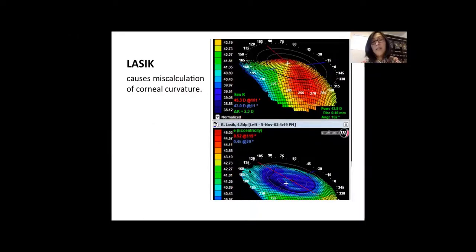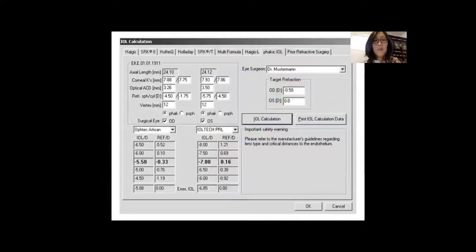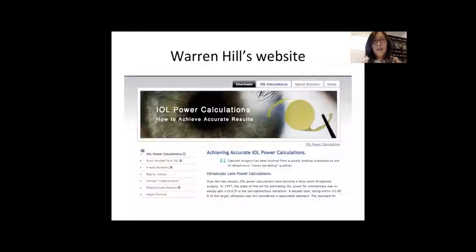We know that refractive procedures are now causing us to have miscalculations of the corneal curvature, and so it's very important to take this into consideration. In my hands, the Barrett calculator has been very helpful in this particular case, and so this is what I spend the majority of my time on now in preparation for surgery: doing all of these IOL calculations and then making a comparison, choosing my best possible implant in order to try to achieve the refractive outcome that's desired.